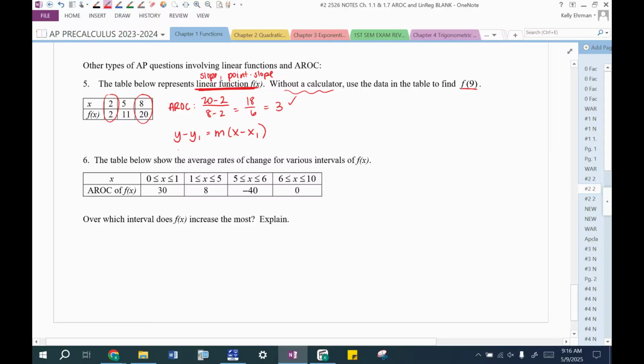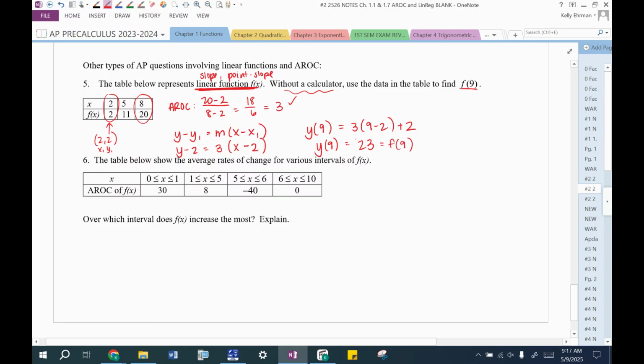rate of change. So you can just say, all right, I'm going to plug in this point, 2, 2, as my x1, y1. Why not? Use one of the points that you used for slope. So that'd be y minus 2 equals 3 times x minus 2. Now, instead of x minus 2, I want to find y of 9. So that should be 3 times 9 minus 2. And then I'd have to add this 2 over. So y of 9, or f of 9, is equal to 3 times 7, 21, plus 2, 23.